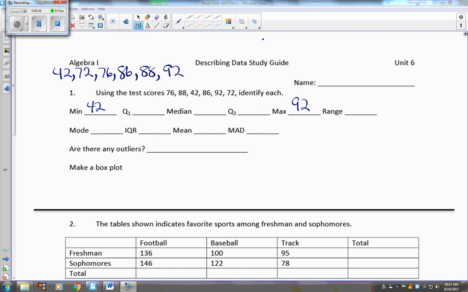Now for Q1, the first thing I'm going to find is your median. So I've got 1, 2, 3, 4, 6 data points. So the median would be in between 76 and 86. So you're going to have to add those two together and then divide by 2. When you add those two together and divide by 2, you get the median, which is 81.